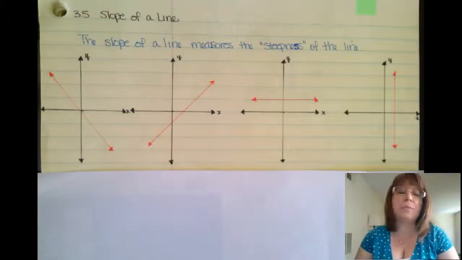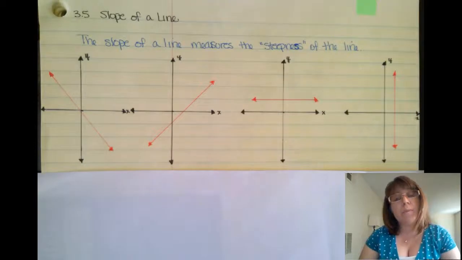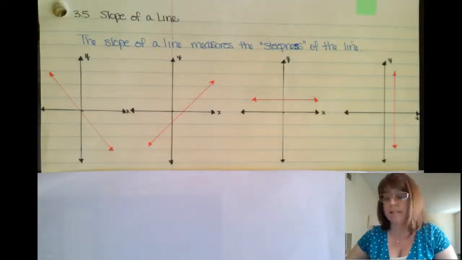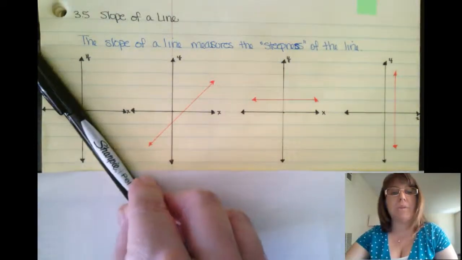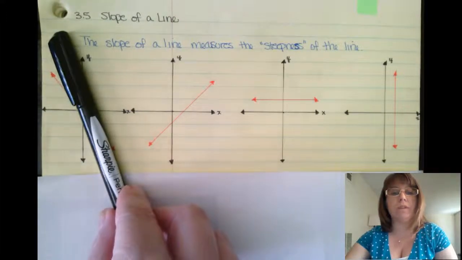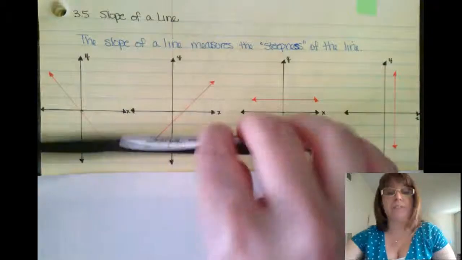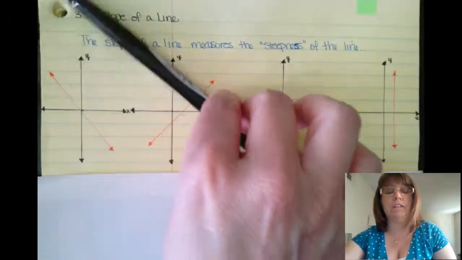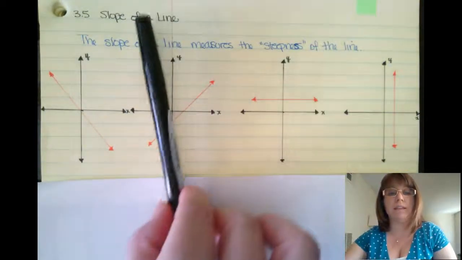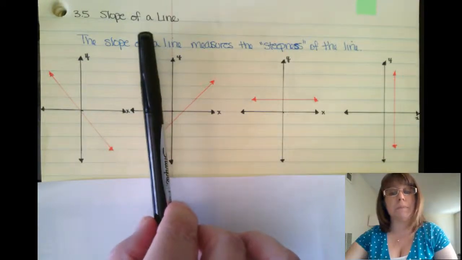Welcome to lecture 3.5, slope of a line. What the slope of a line means is that it measures how steep the line is. Generally, if the line is more straight up and down, it is steeper than if it's lying flat. The more we twist our line to where it's almost all the way vertical, the more steep it is.